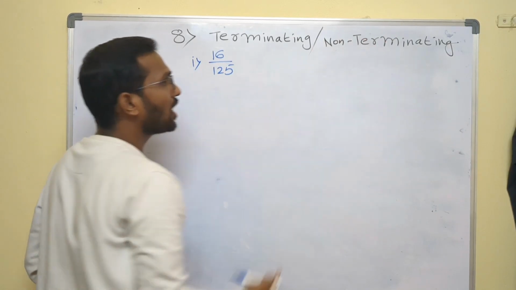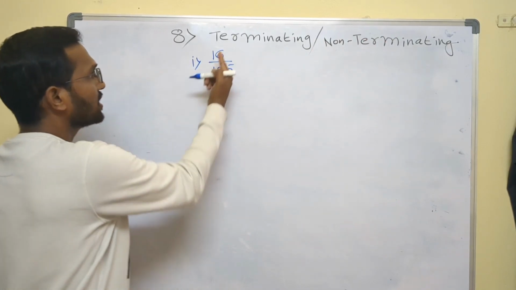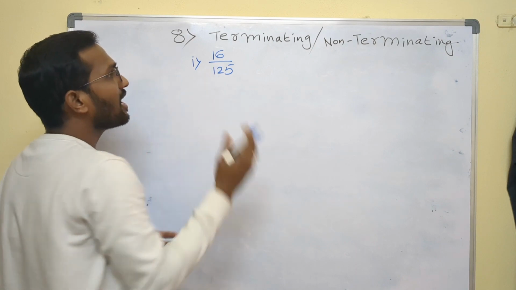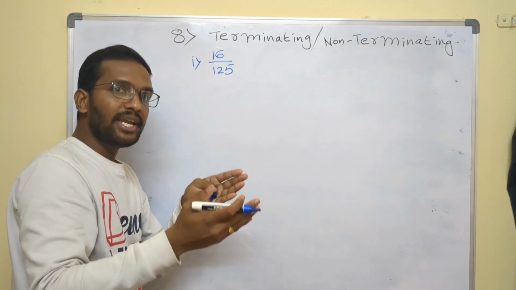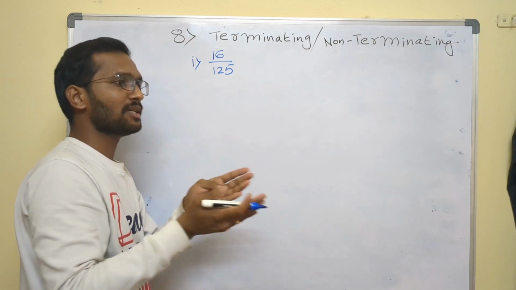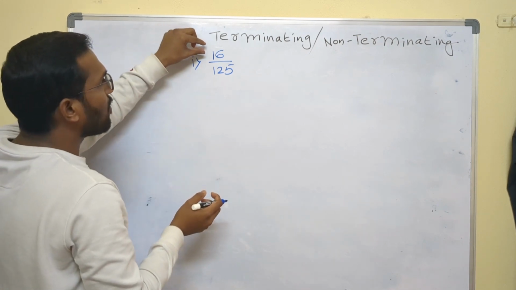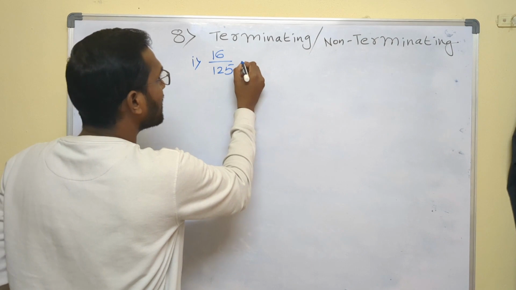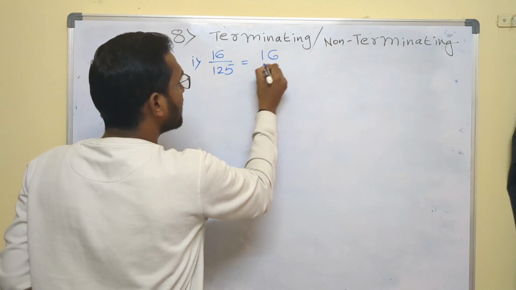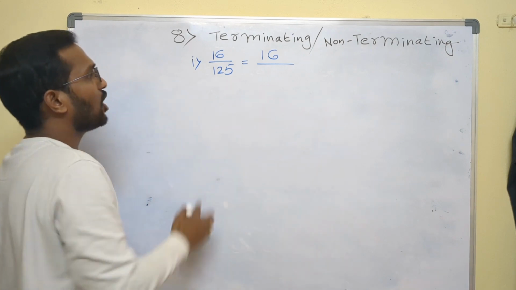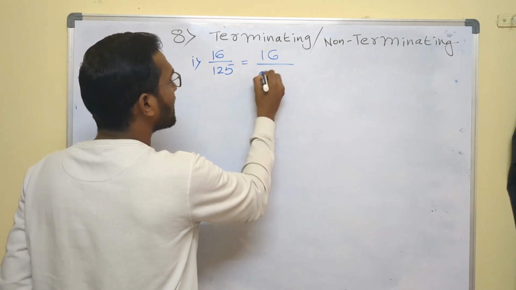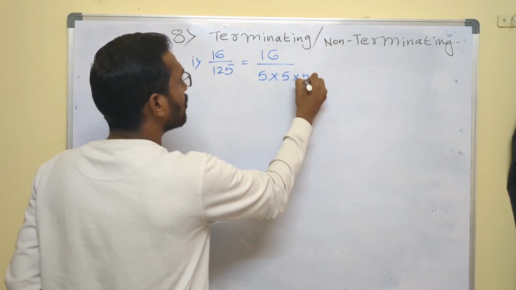Terminating or non-terminating repeating kind of decimal. 16 by 125. Whenever we are finding whether the given fraction or rational number has a terminating or non-terminating decimal, there is no need to worry about the numerator. So write the numerator as it is, divided by the denominator, and write the prime factorization of the denominator. So 125 can be written as 5 into 5 into 5.